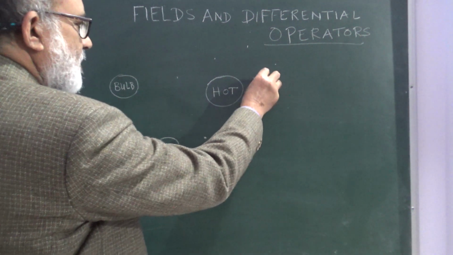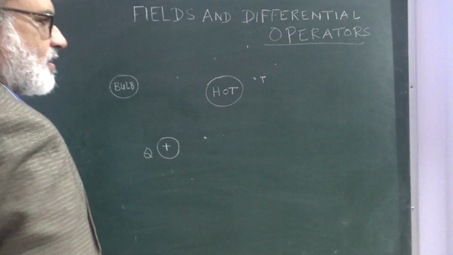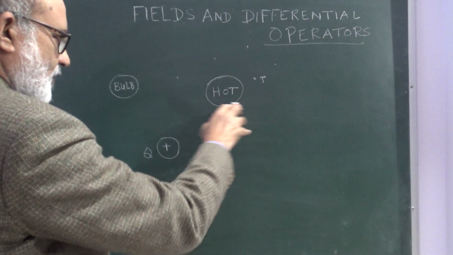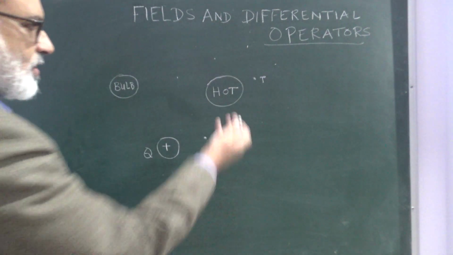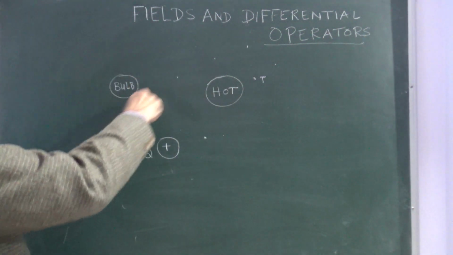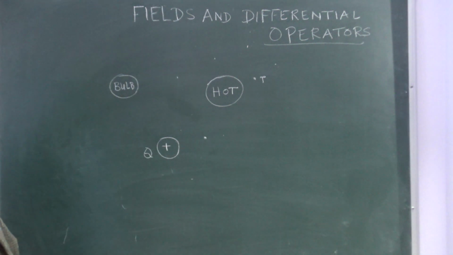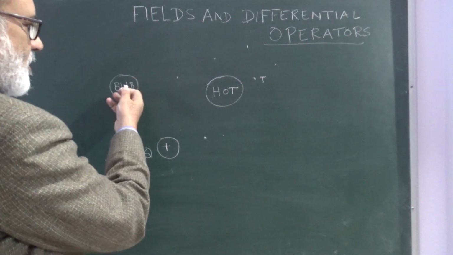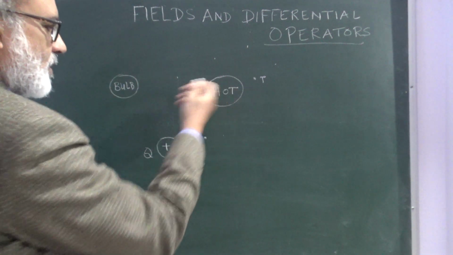And this was the temperature field, and temperature is a scalar quantity. This hot body has created a field around it, but this is a field of temperature, and temperature is a scalar quantity. So this is an example of a scalar field. The bulb has created a field of luminous intensity around it, and luminous intensity is also a scalar quantity. The field of luminous intensity is also scalar. Field of temperature is scalar.